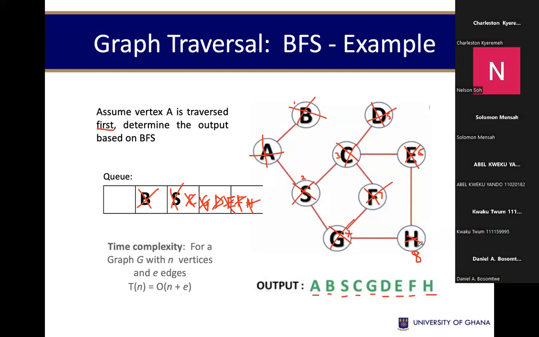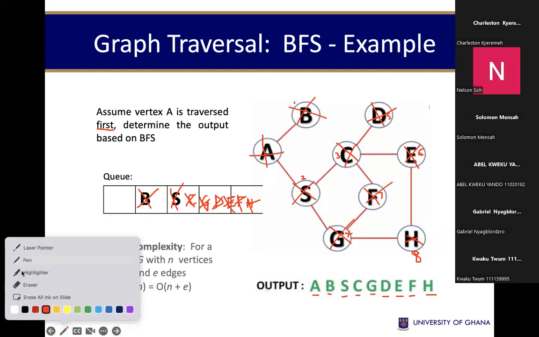Please, I want to know if the question can come this way. Assume vertex E is traversed first. Determine the output based on BFS. Yes, you can do that. Meaning we'll start from E. You start with E. Very good. They can mention any letter at all. Yes, any letter at all can be mentioned.